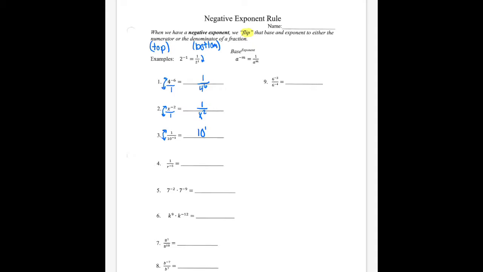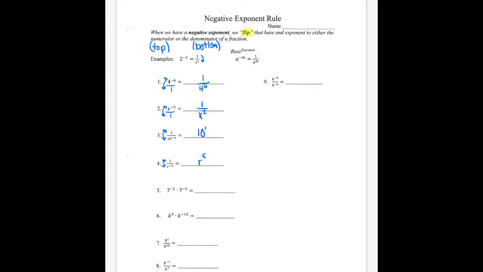Number 4, same thing. We have a 1 on the top and an r to the negative 5th on the bottom. We're going to flip this fraction so that r turns positive when we bring it to the top. And then we really have a 1 on the bottom. We're just going to let it be an invisible 1 on the bottom.